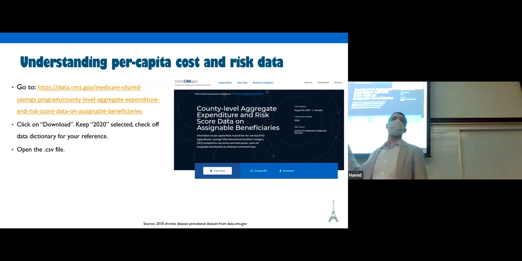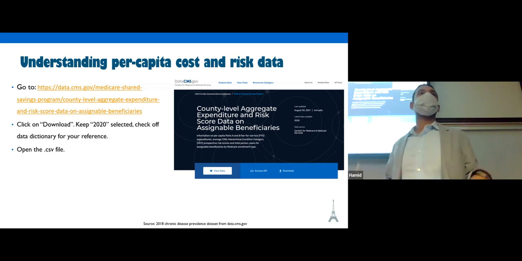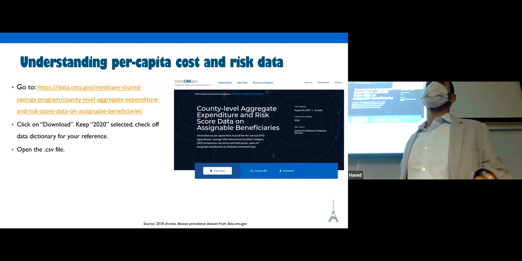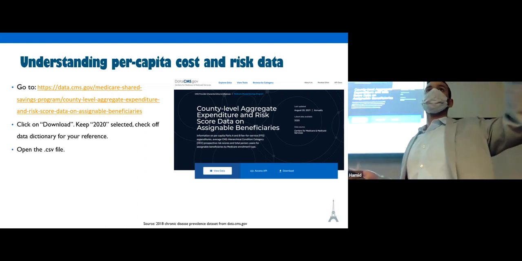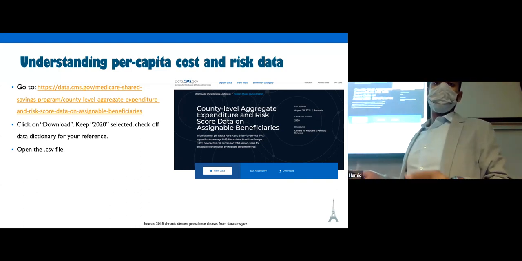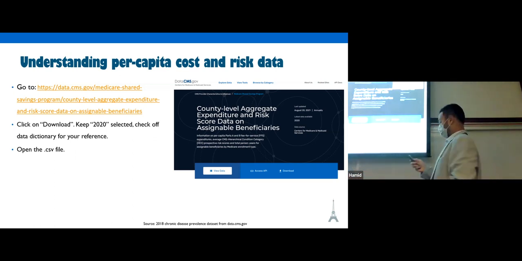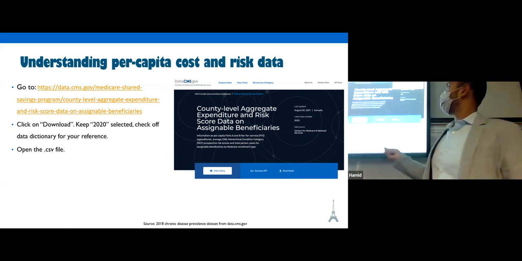Does anybody not have this CSV file open? Just raise your hand if you're not there yet. Everybody's got the CSV file open? Are we good? The per capita cost? Anyone on Zoom still need some more time? All right.